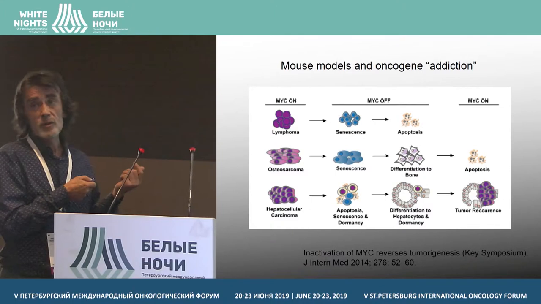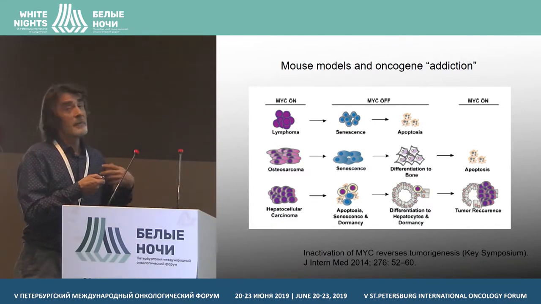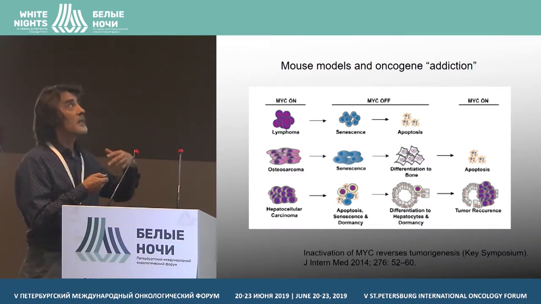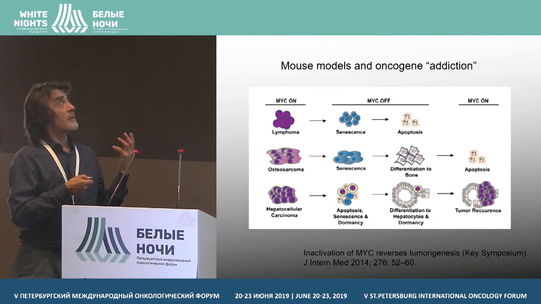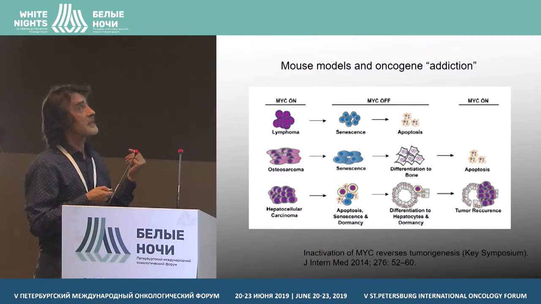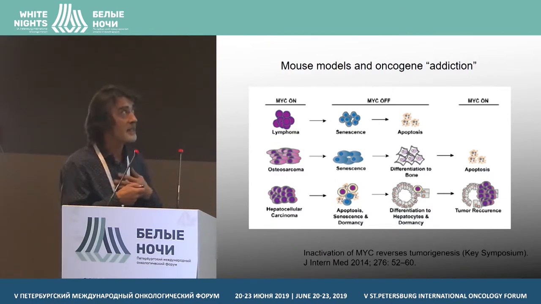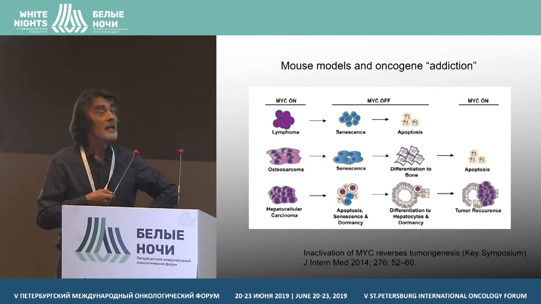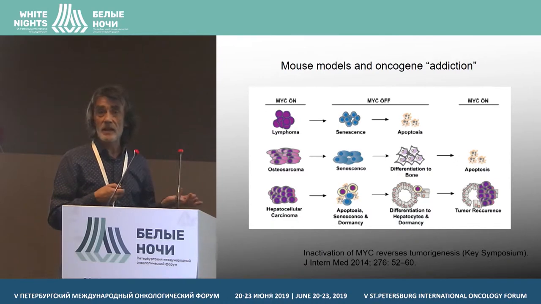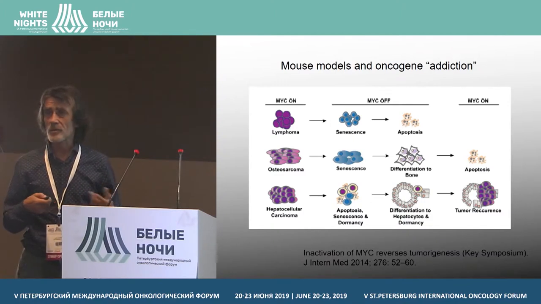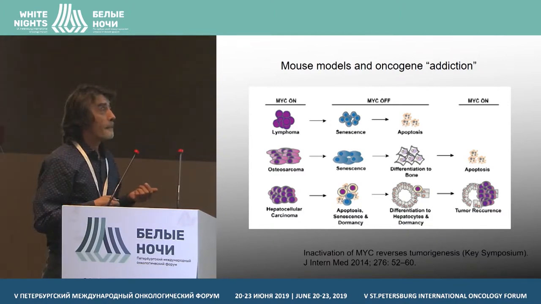In the other system, it was a bit different. It was osteosarcoma, and when the MYC oncogene was switched off after sarcoma formation, the cells passed over to the senescence state. Most probably it was a quiescence status, and then they differentiated to bone cells. But if MYC was turned on again, a different program was activated. The cells died.